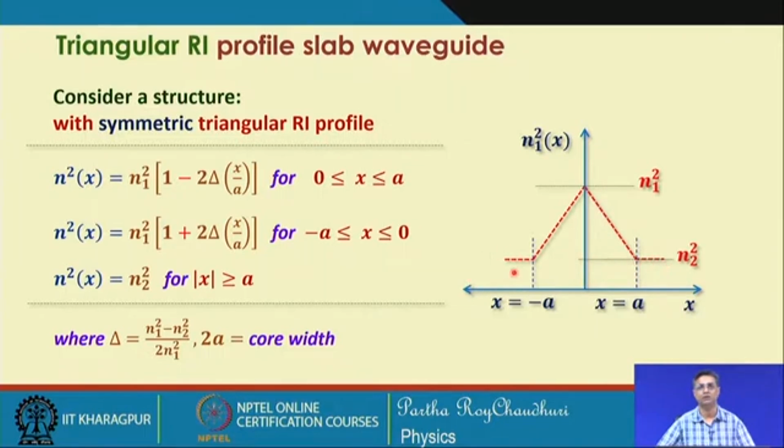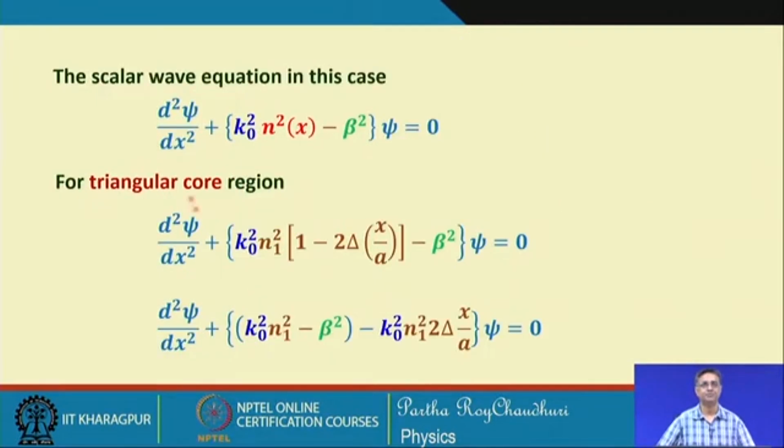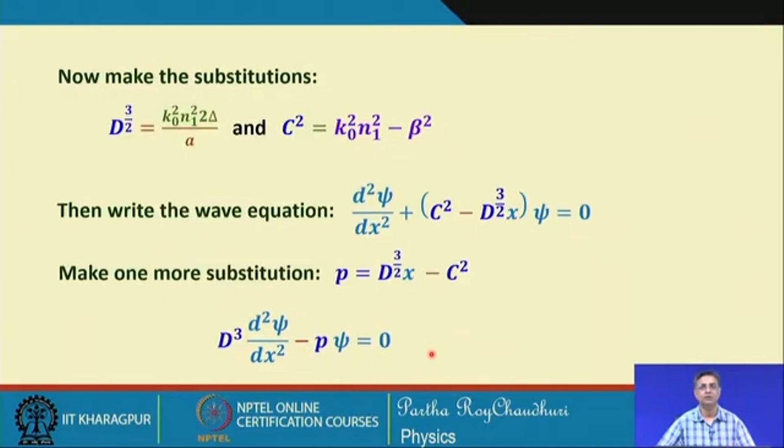So, you have this side also, and we will have to use the continuity condition for this, and this is the same definition as we have followed earlier. So, the scalar wave equation representing the modes for this structure will be given by this. Then we do some algebraic manipulation, we put k0 square n1 square minus beta square in one place and leave all others at the other place. Then we can identify the form of the equation represented by this scalar wave equation for this structure, put d to the power of 3 by 2 equal to this and c square is equal to this quantity. Then we can write the wave equation like this.